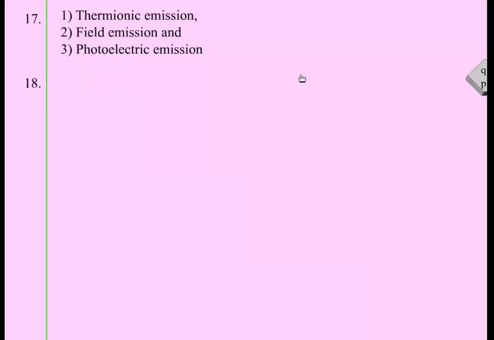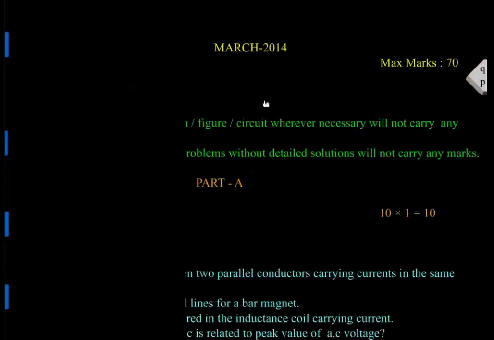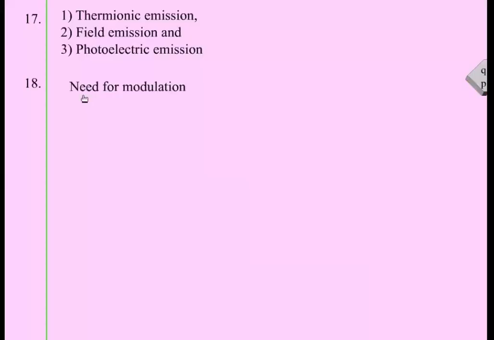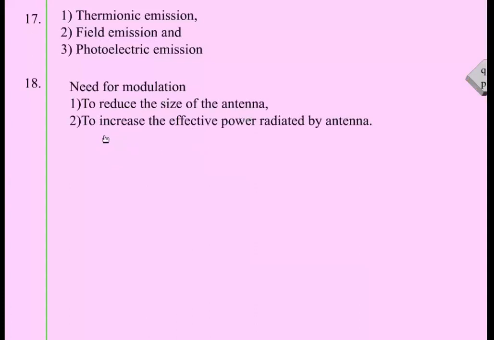Next, let us see the 18th one. Look here, why is there a need for modulation? What is the necessity of modulation? So we know the need for modulation: number one, to reduce the size of the antenna, to increase the effective power radiated by the antenna, and to avoid mixing up of signals from different transmitters. Look here also, as this is a 2 mark question, any two of them is enough.